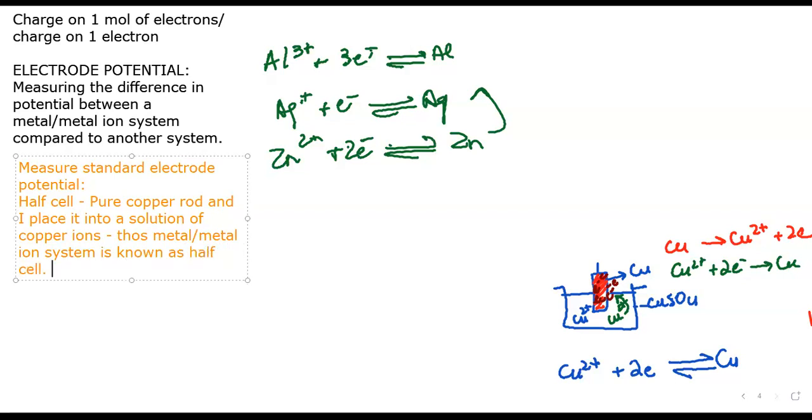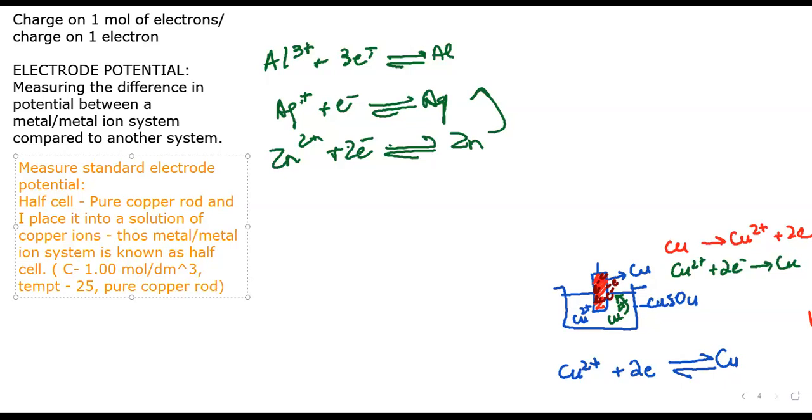Now, we're of course going to do this under standard conditions. What are the standard conditions? The concentration of our copper solution is going to be 1 mole per dm cubed. We have to make sure that our temperature is room temperature, so around 25 degrees centigrade or 298 kelvins, and that we are going to use a pure copper rod. These are the standard conditions that we have to ensure are present.